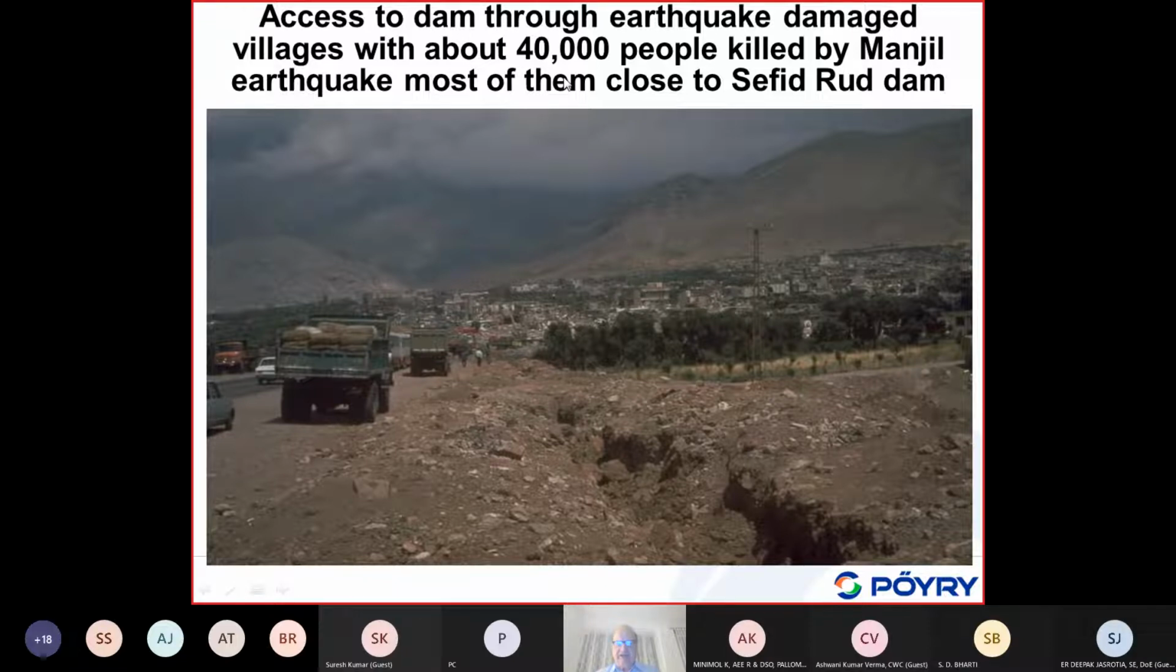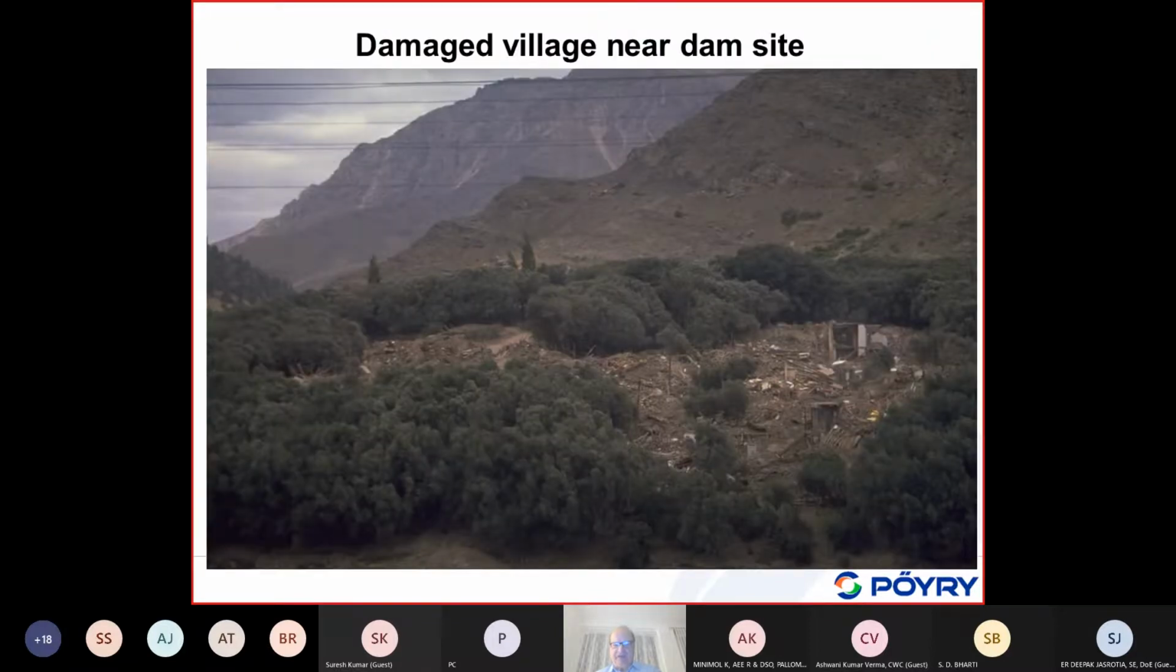I would like to mention that this was probably the strongest or the most destructive earthquake in the last decade of the previous century, in the 1990s, with 40,000 people killed, actually very close to the dam site, in cities close to the dam site. Okay, you see here, it is a few kilometers from the dam. This was a village. Actually, nothing is left here. All buildings are destroyed. Therefore, the huge number of people killed.